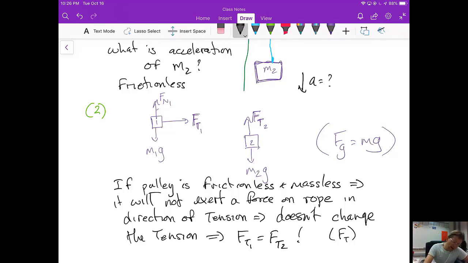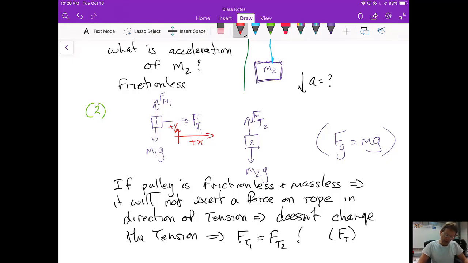Okay, so then we go ahead and we want to do step 3, which is to choose our positive directions. And remember, here's another key difference with this problem and other problems we've seen. Let's do body 1 first. My plus x direction is the direction of acceleration. Body 1 will accelerate to the right. So I make plus x to the right and plus y perpendicular to that.